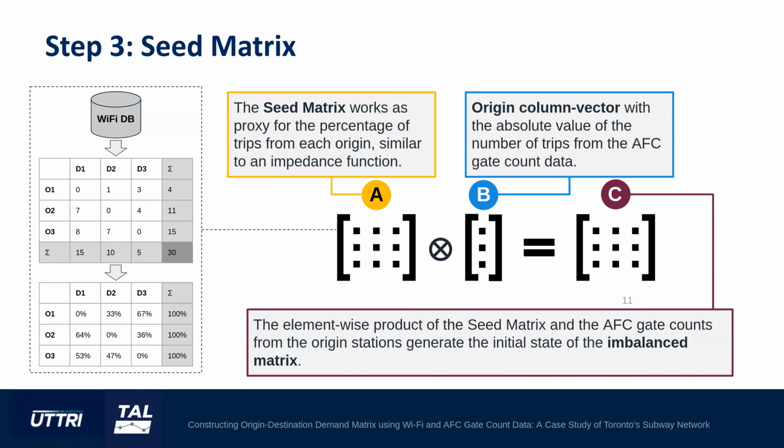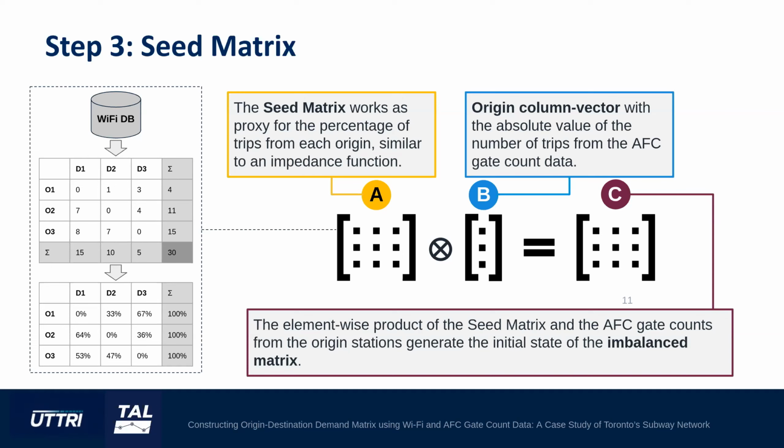Then we create the seed matrix and the initial state before running the balancing algorithm. This is one of the most important parts of our method. The seed matrix is calculated from the trip distribution of the Wi-Fi data. We obtain the absolute values of each origin-destination pair, and then we calculate the percentage of trips to each destination. So for each OD pair, we get the proportion of trips. This proportion approximates an impedance function for each origin. The matrix of trip percentages from the origin we call the seed matrix, shown with the letter A.